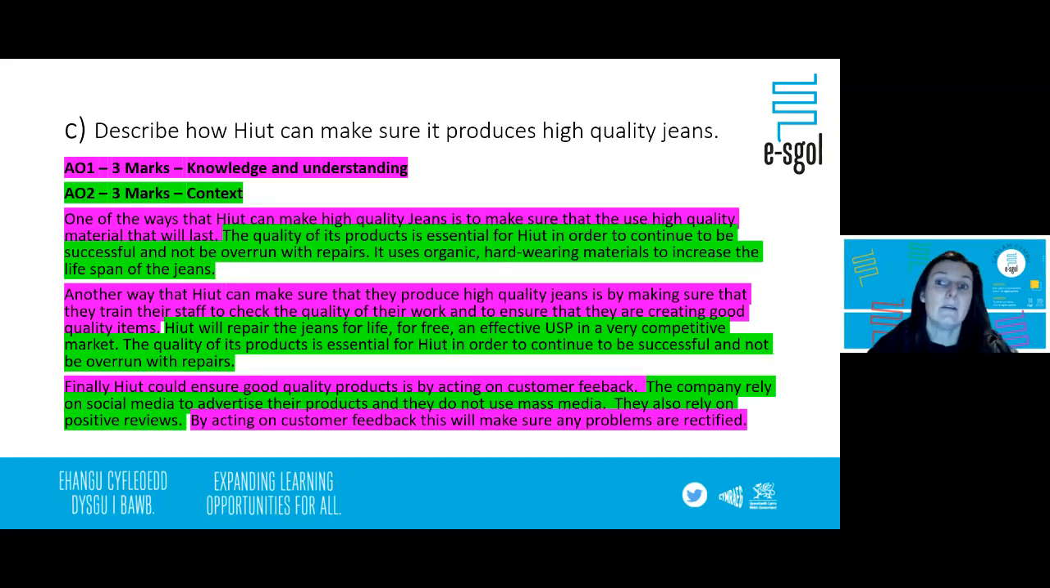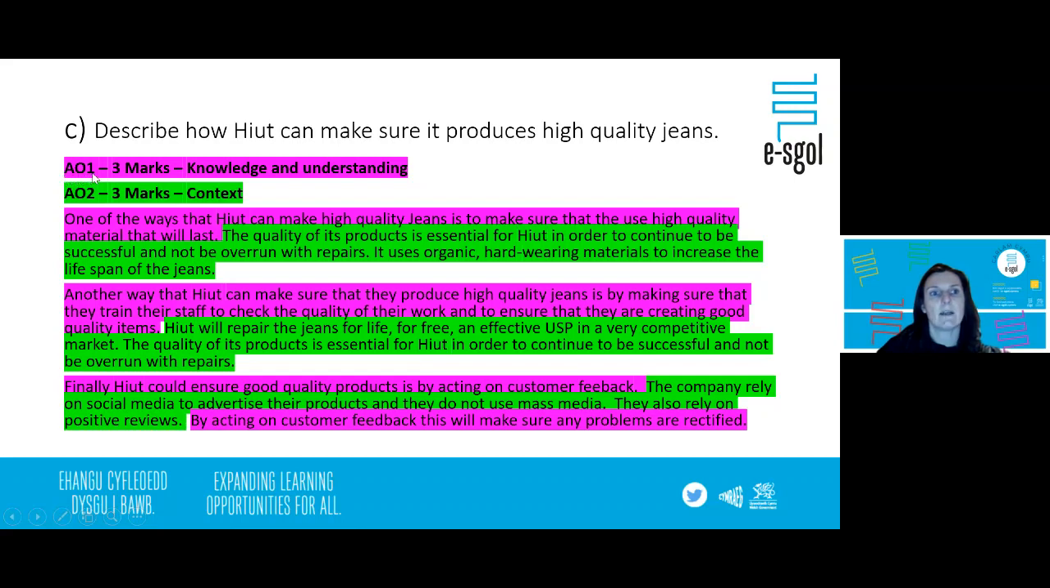Question C is: describe how Hyatt, I think, can make sure its products produce high quality jeans. So this is where you need to be looking back at what they are saying about their jeans and how you can make sure that they are producing high quality. The marking system with this is a 6-mark question.